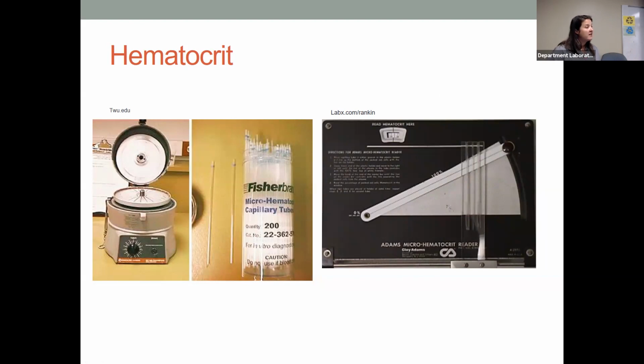You're actually going to do this test in duplicate. So you'll have 2 microhematocrit tubes per patient, and they have to agree within 1% of each other, okay?